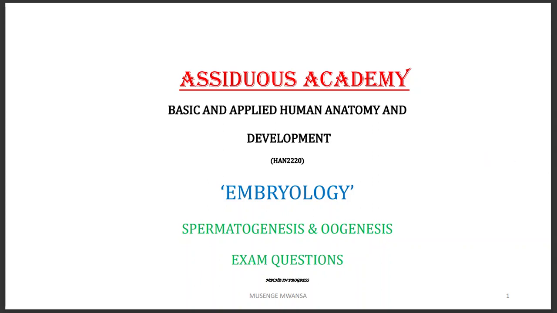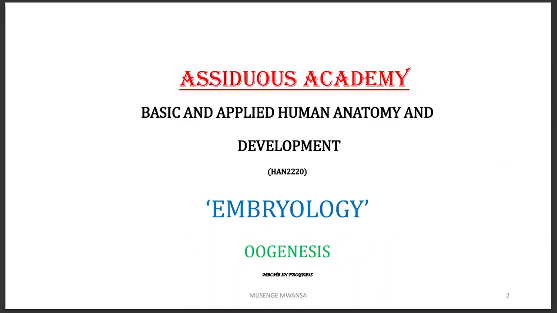Let's proceed with gametogenesis, spermatogenesis, and oogenesis. Starting with oogenesis, the formation of an oocyte.